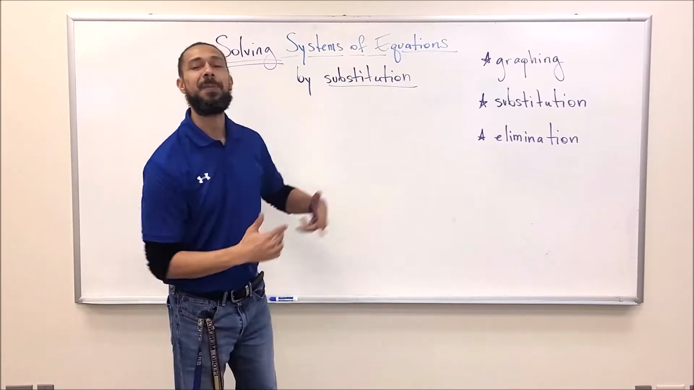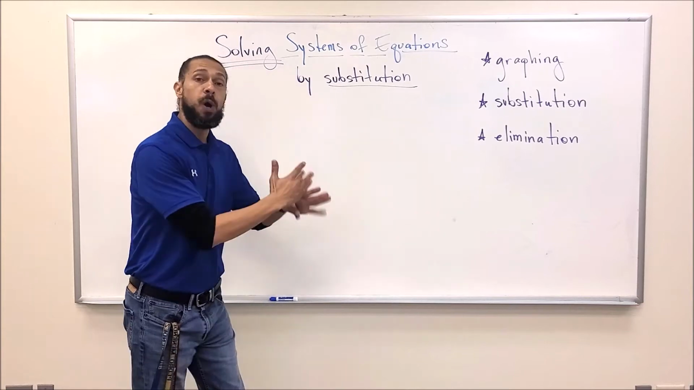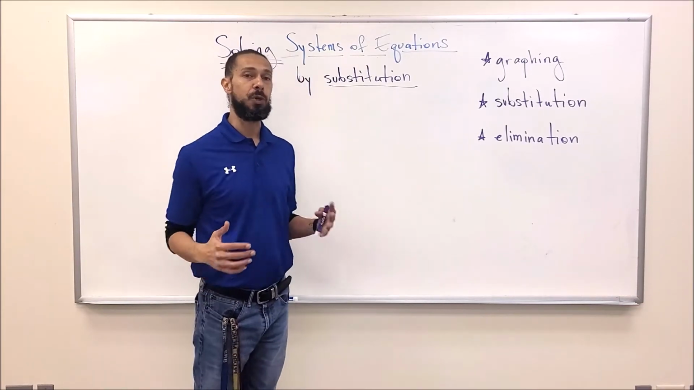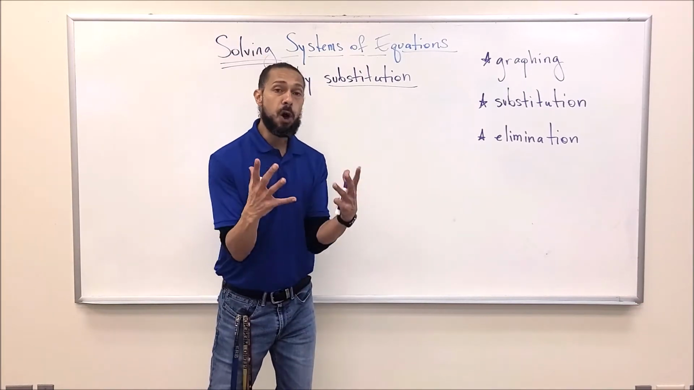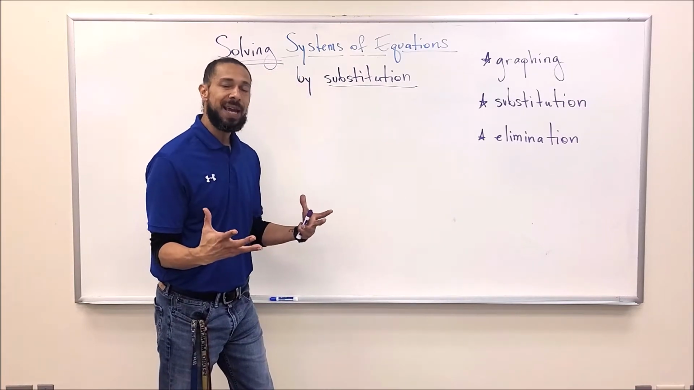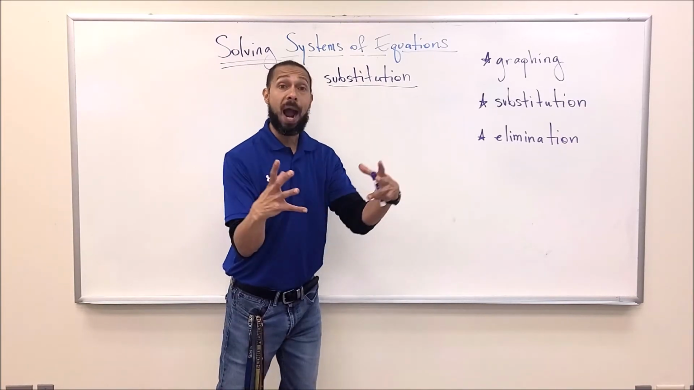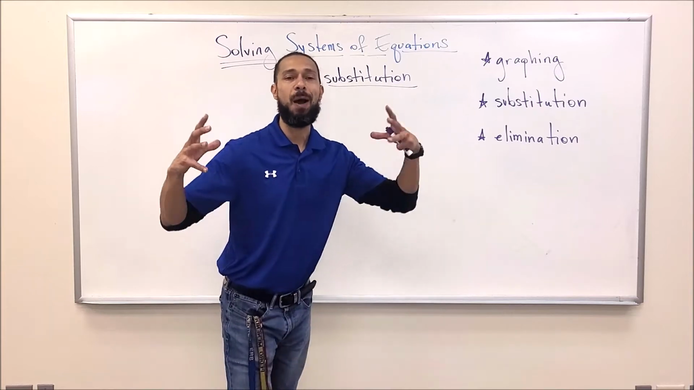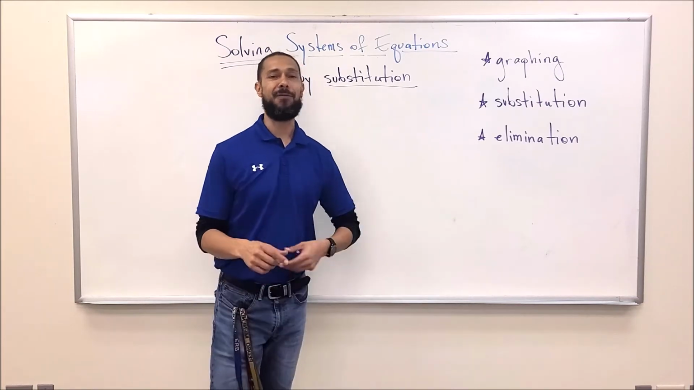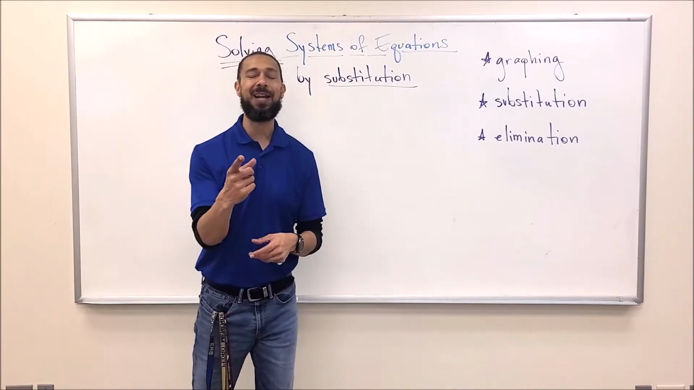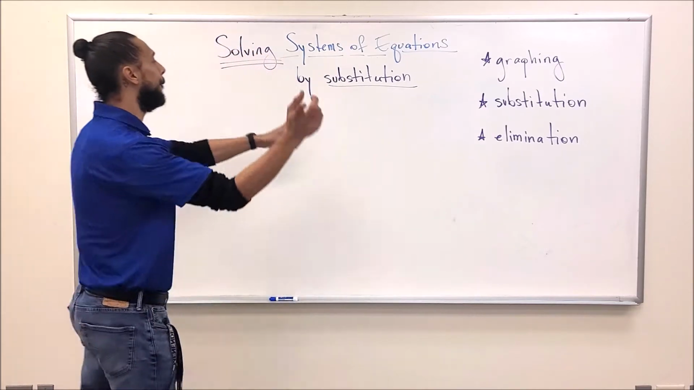So if you remember from the graphing video, graphing is one strategy and one way to find a solution to a system. But we can also take our two equations and combine them into one, and then we solve that one equation to get half of our solution. Yeah, exactly right. Let me show you what I'm talking about.